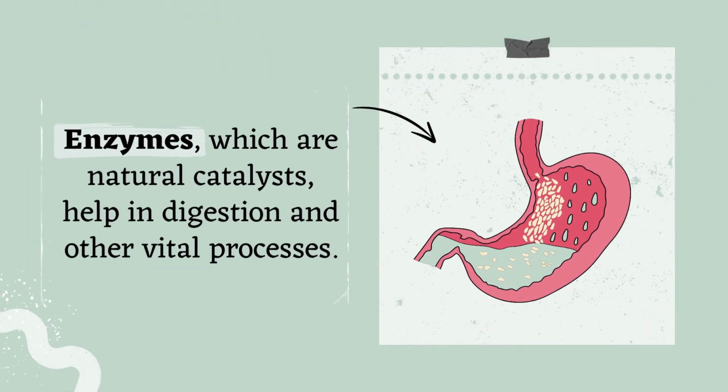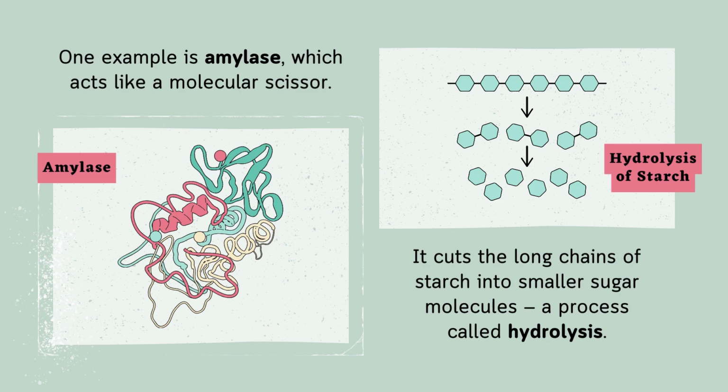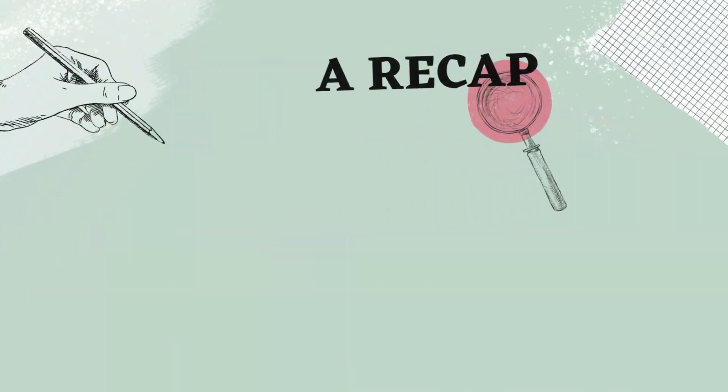Enzymes, which are natural catalysts, help in digestion and other vital processes. One example is amylase, which acts like a molecular scissor. It cuts the long chains of starch into smaller sugar molecules, a process called hydrolysis.